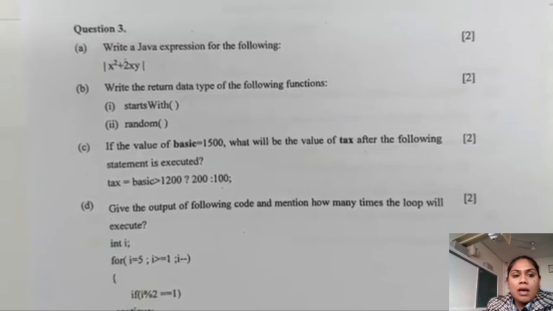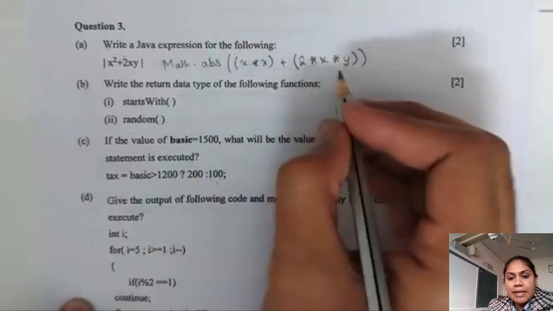Next, question number 3. First question A. Write a Java expression for the following: modulus of x square plus 2xy. Modulus means it gives the absolute value, the non-negative value. So for this we have to take Math.abs. X square means x into x. You can also use the power function over here. This will be in the bracket, and then we will use plus, then 2 multiplied by x multiplied by y. So this will be your expression.